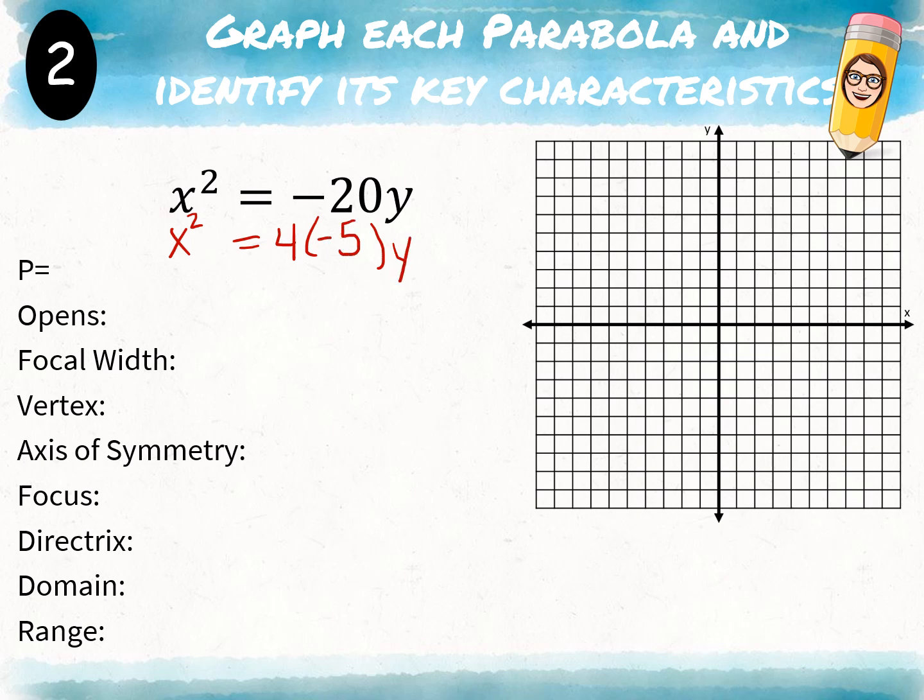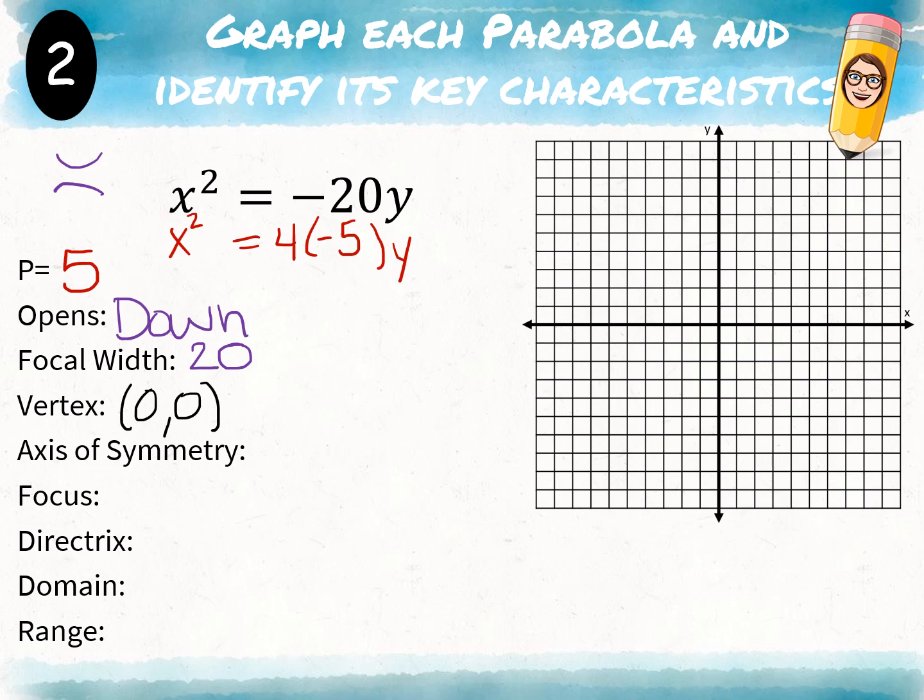So let's fill in some details. P-value is the distance, so my physical distance is 5, no negatives. Opens. X squared is what we are familiar with. That means up or down. Since it's a negative, that acknowledges down. Focal width. Focal width is the number in front. Originally, it's a physical distance, so it's the positive of that value. Vertex, today and today only, is at 0, 0. If you need to see translated or different locations, please see my other video.